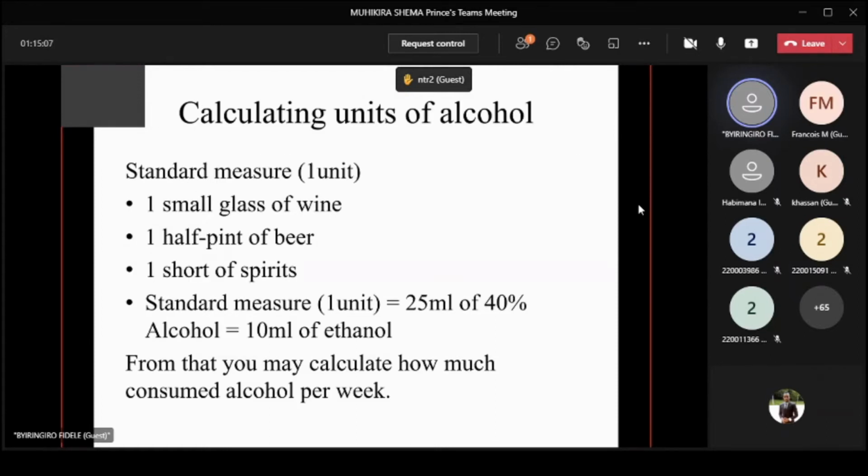For calculating units of alcohol, the standard measure is 1 unit: 1 small glass of wine, half a pint of beer, or 1 shot of spirits. One unit equals 25 mL of 40% alcohol, and this equals 10 mL of ethanol. From that, you may calculate how much alcohol the patient has consumed per week.